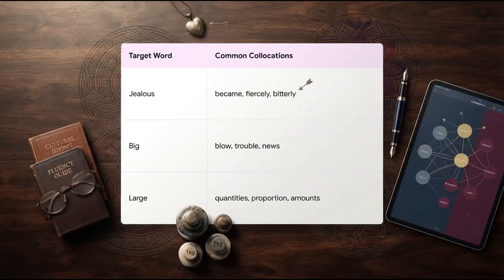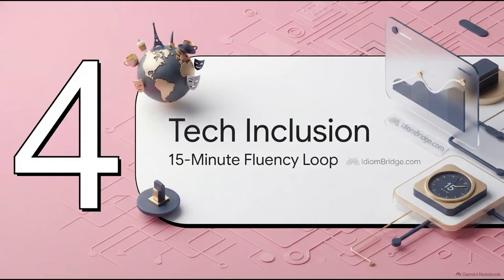You can literally pull tables of these frequent combinations called collocations directly from the data. It's such an easy way to show students the unwritten rules of a language. For example, in English, we say large quantities, but we say big trouble. Shifting a student away from a clunky dictionary translation and toward these statistically proven combinations, that is a huge leap toward genuine fluency. Okay, part 4, efficient tech inclusion, the 15-minute fluency loop.